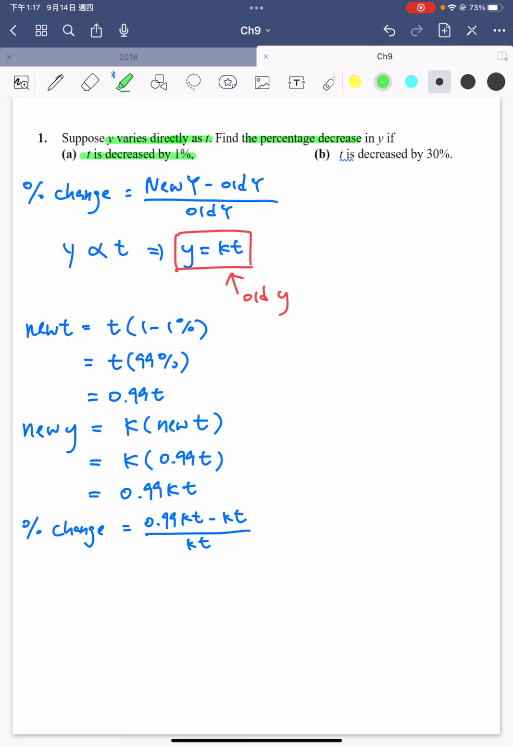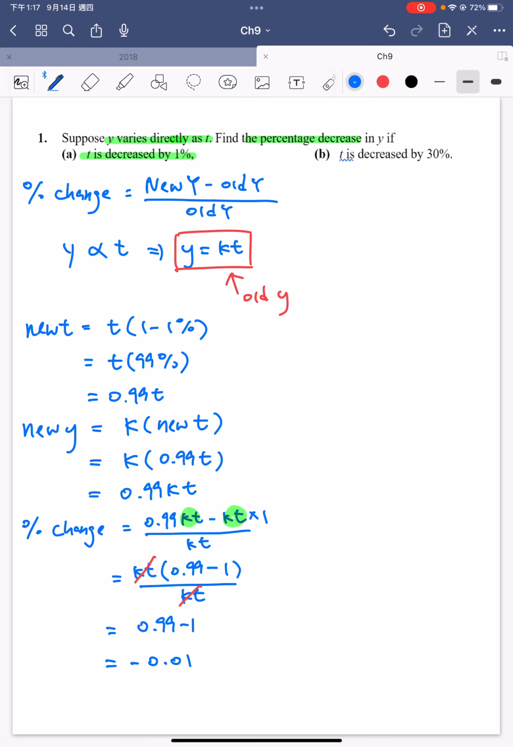In this formula, you can see that kt is the common factor. So we can take out the kt as the common factor. Then we have 0.99 minus the 1 here, because kt times 1 gives you back the kt, and then we divide it by kt again. Then we can eliminate this kt, and the thing we are left with is 0.99 minus 1, which is equal to minus 0.01. If you want to change this number back to a percentage, times 100%, then you get minus 1%. So this is our final answer for part A.